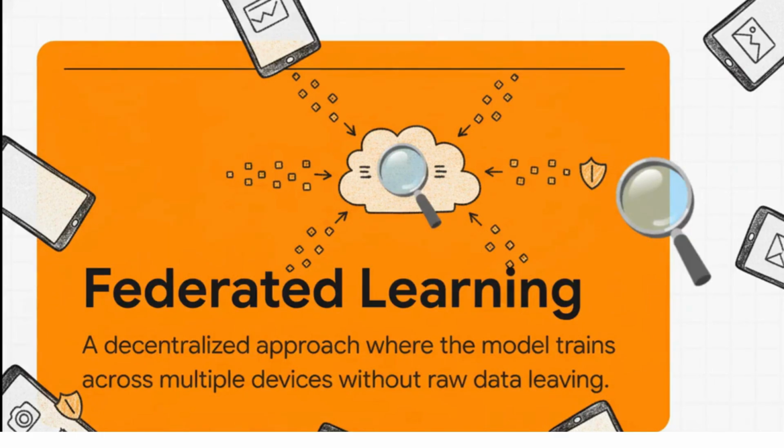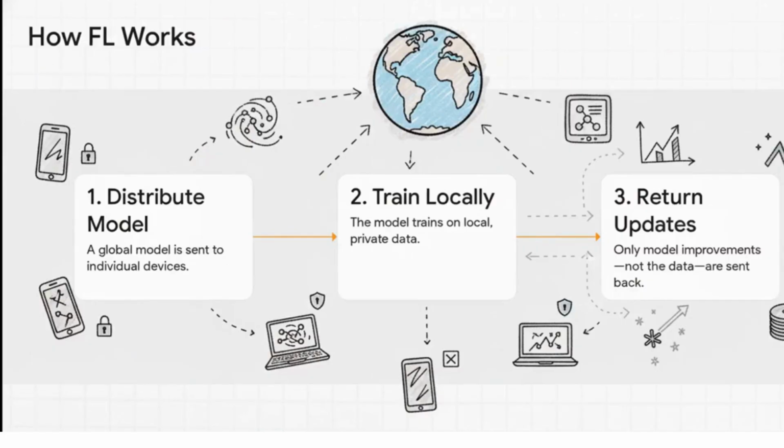But what about privacy? This is a huge one, right? And that's where federated learning is a total game changer. This approach allows a model to learn from the data on millions of phones without that personal data ever leaving your device. Your texts, your photos, it all stays put. So how does that even work?